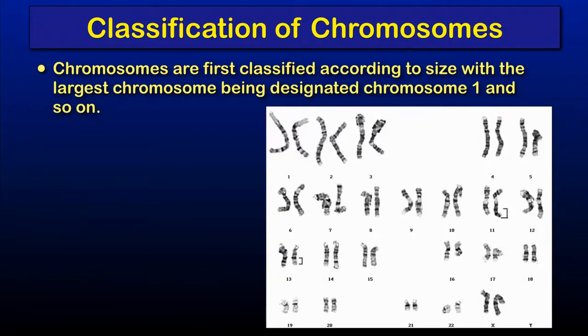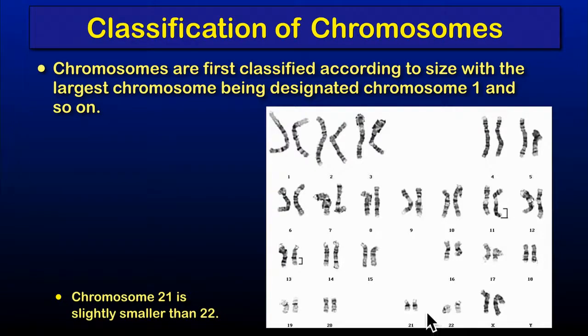So we classify these first by size. The largest chromosome is chromosome 1, and then they go down from there. Chromosome 21 is actually the smallest human chromosome. But it's not the largest number, if you want to call it that.